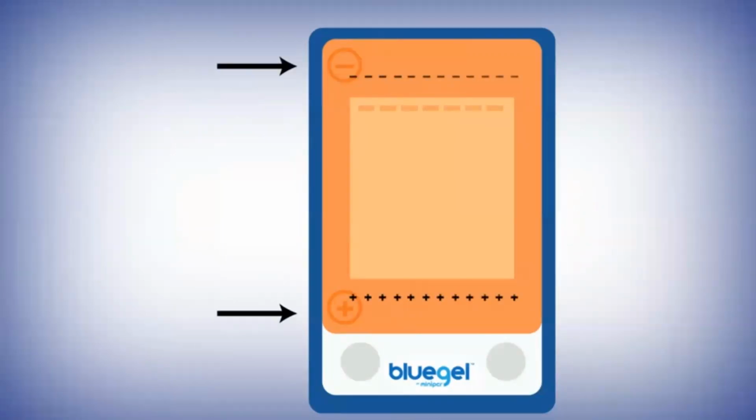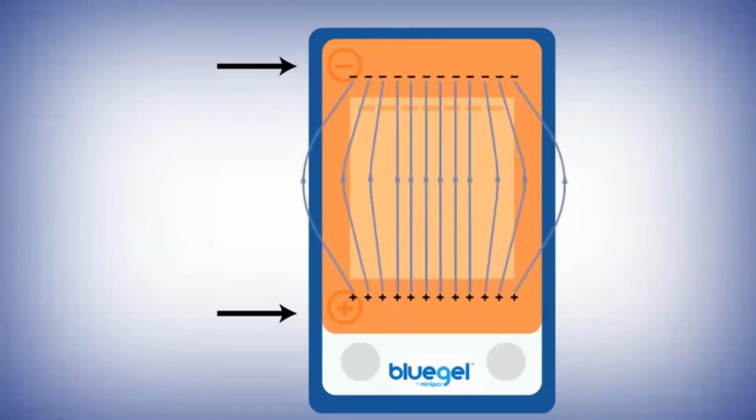In any gel electrophoresis setup, there are two electrodes, a positive electrode near one side of the gel and a negative electrode near the other. When we turn the power supply on, the two electrodes create a difference in charge on the two sides of the gel. This creates an electric field through the gel.